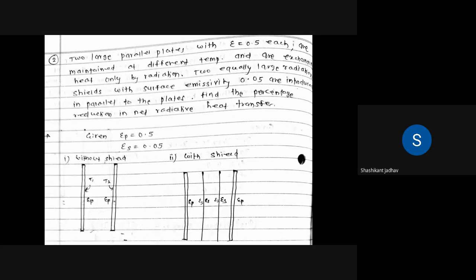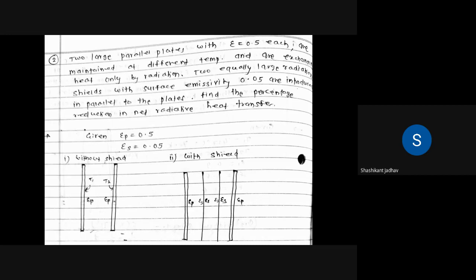Read the problem carefully. Two large plates, meaning two plates are given. Two large parallel plates with emissivity 0.5 each, meaning the emissivity of both plates is given, the same for both plates. For the plates we use the notation epsilon p. So epsilon p is equal to 0.5, and they are maintained at different temperatures, meaning the two plates have different temperatures, and they are exchanging heat only by radiation.